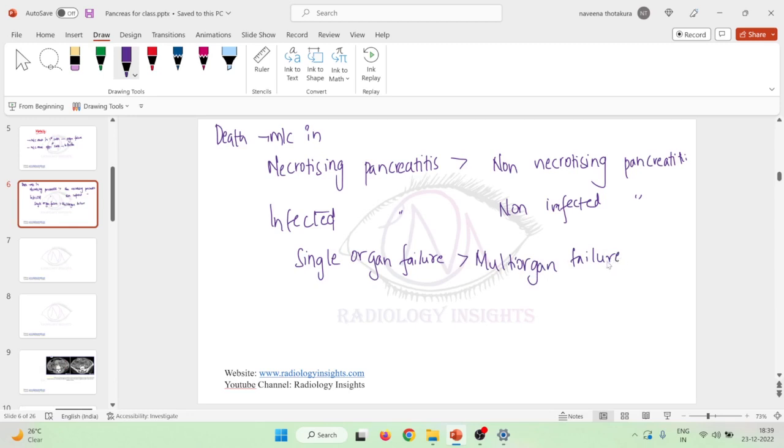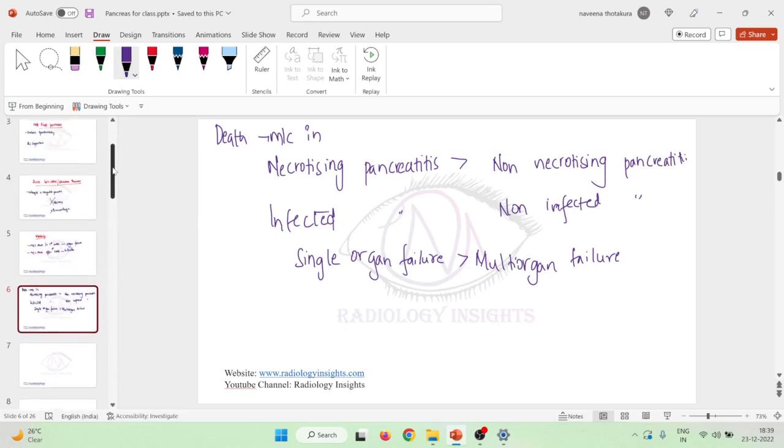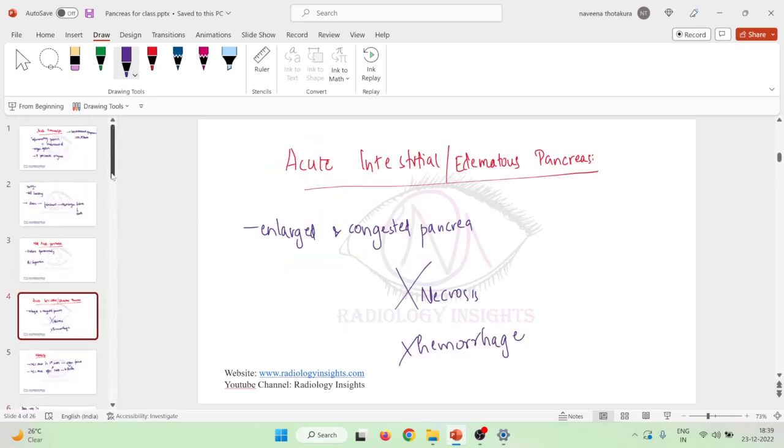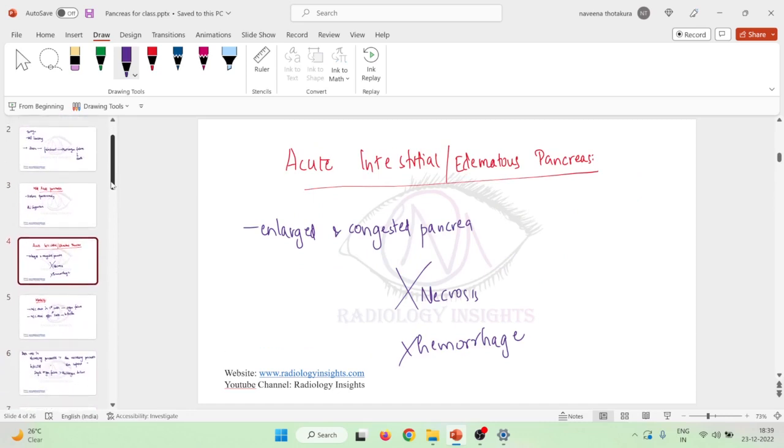So these are the main important things about acute pancreatitis, being of two types: mild, and acute interstitial or edematous pancreatitis.